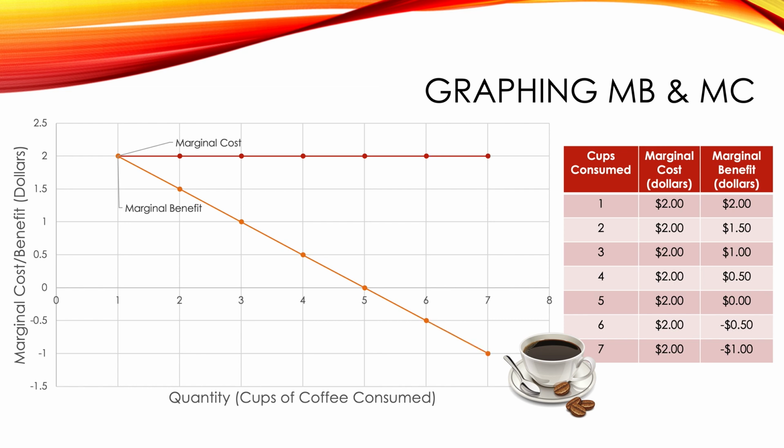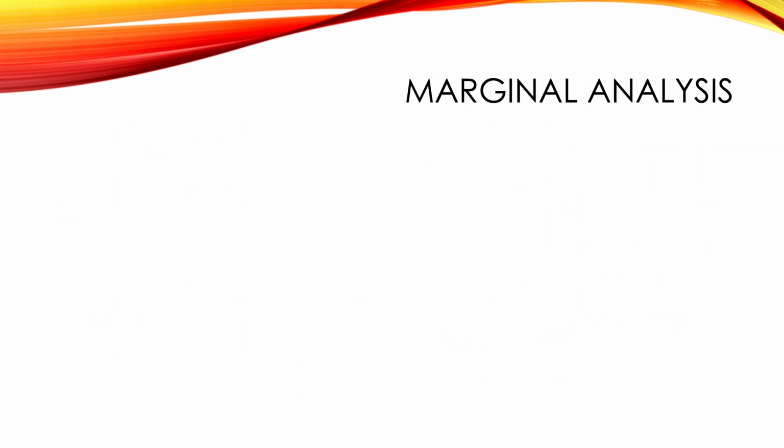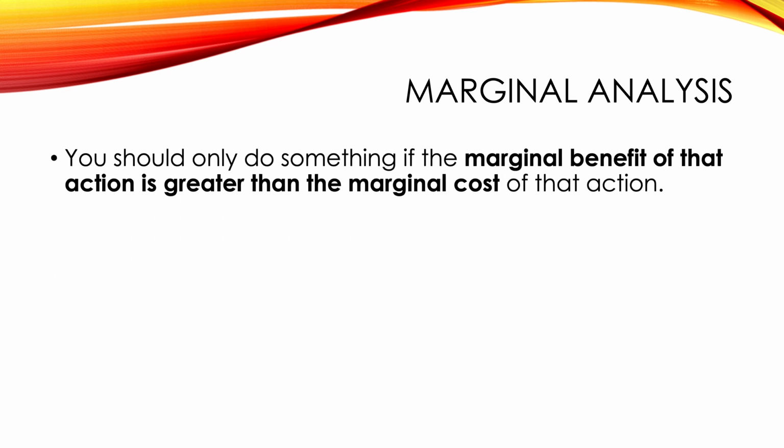So now what you kind of have to ask yourself is, okay, what is the proper amount of coffee to drink if we do factor in cost? So the rule is you should only do something if the marginal benefit of that action is greater than the marginal cost. And that should make sense, right? For each additional unit of a decision you make, that's a marginal decision. And if the benefit you get from doing that thing is greater than the cost it takes to do that thing, you should do that thing.